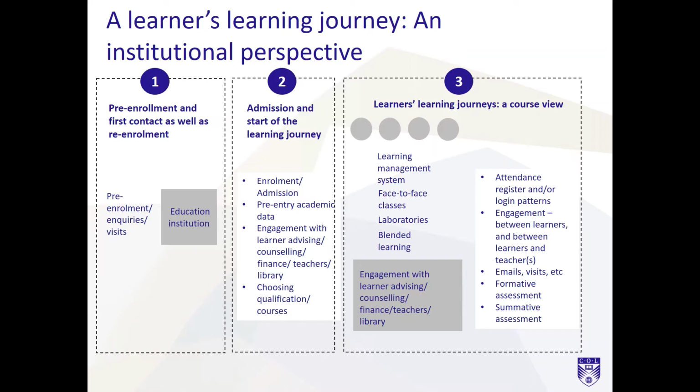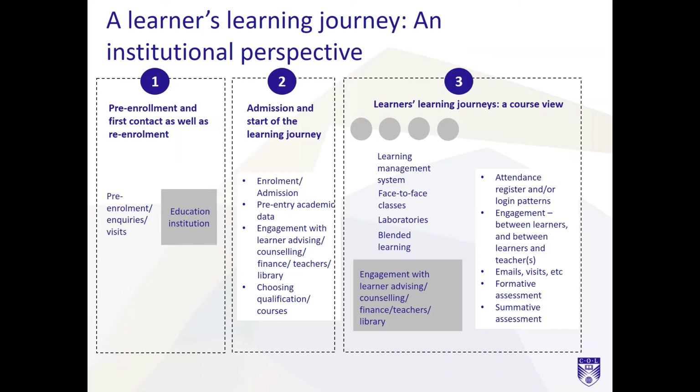In phase 2, when learners are formally admitted to the institution and to the programme or qualification of their choice, learners engage with a number of institutional role players, such as the admissions office, learner support or counselling, and the finance department. Each of these stakeholders may have access to the data collected during phase 1, and they will also collect their own data.